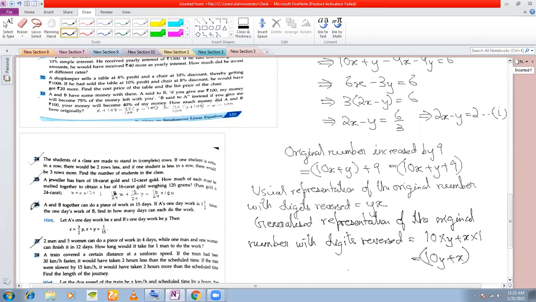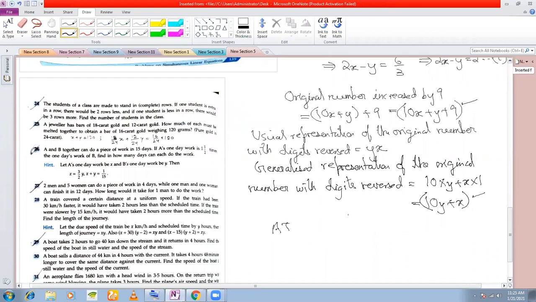Now again, coming back to the statement of the problem: if the original number is increased by 9, which I've already done here, it is equal to the number with digits reversed. So that means these two must be equal. So according to the problem, the number with digits reversed must be equal to the original number increased by 9, right? This is the condition. This will give us the second equation. So you take everything on one side. We have 10y plus x minus 10x minus y is equal to 9.